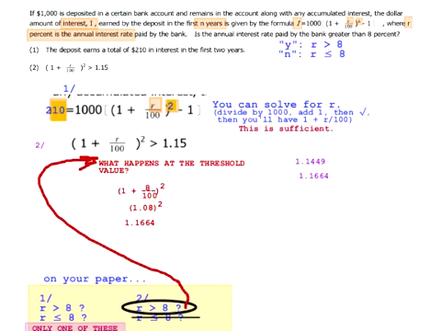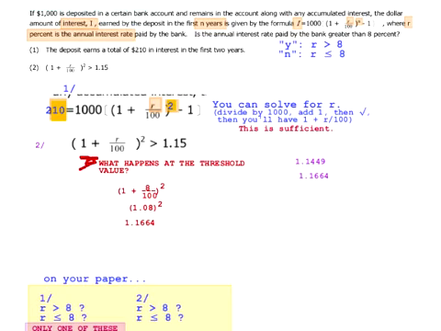Okay, wait, I think I did something wrong with the previous approach. So we'll have to revisit that here in a moment. Because this, if you plug in 8, then this is what you get.